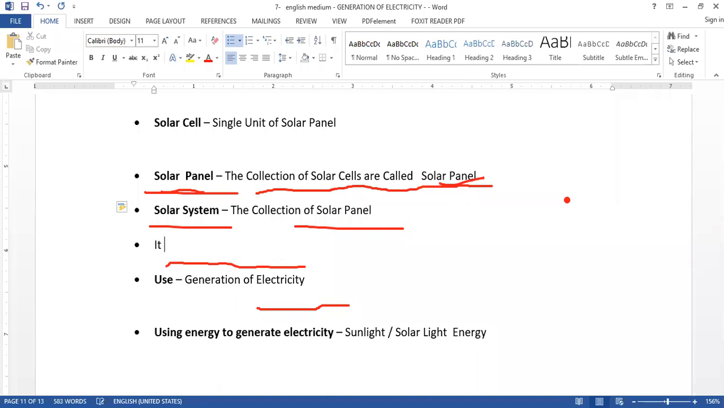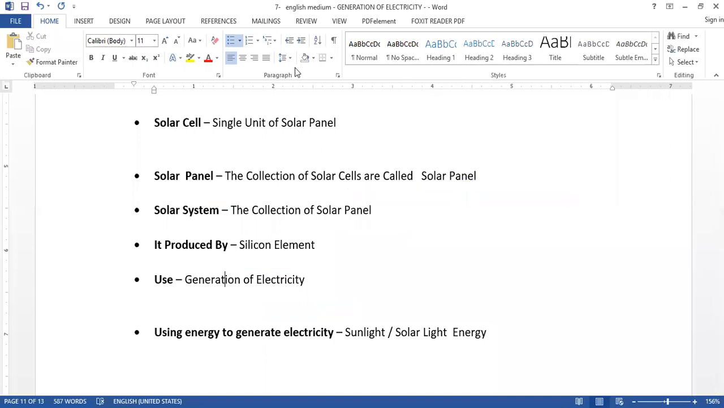It is produced by silicon cell, silicon element. It is produced by silicon element. So you just want to tell, and you have to take the idea what is solar panel, what is solar cell, what is solar system, and you must know clearly, right?